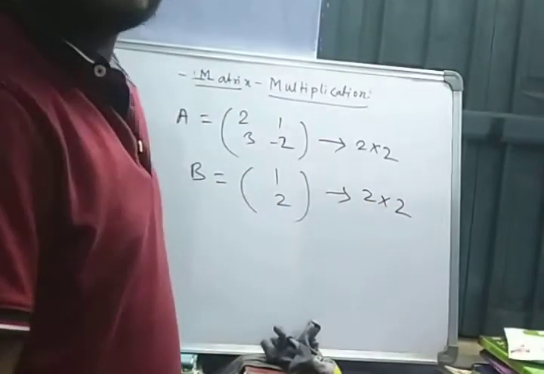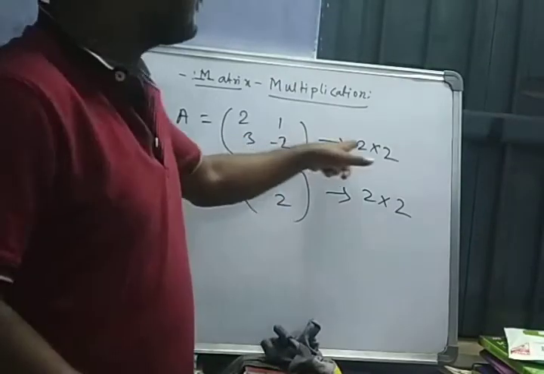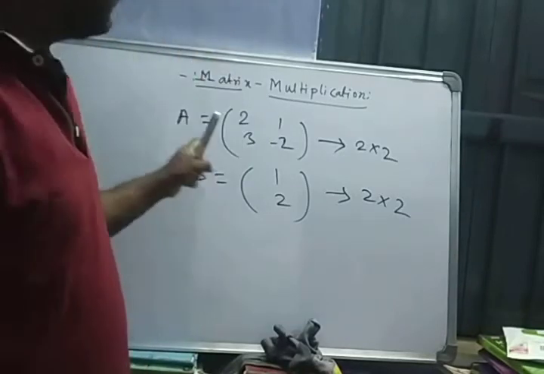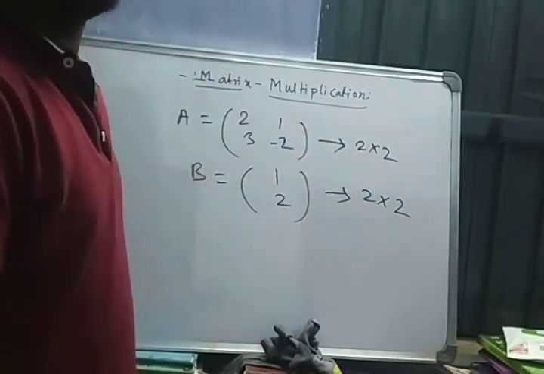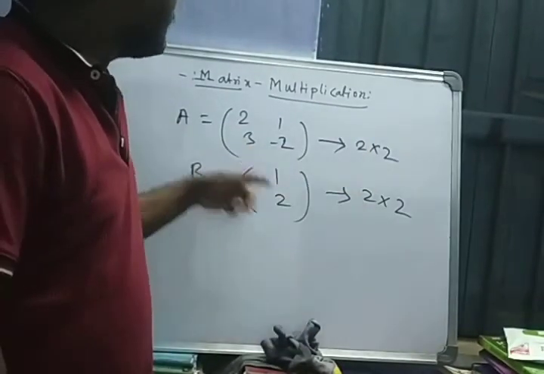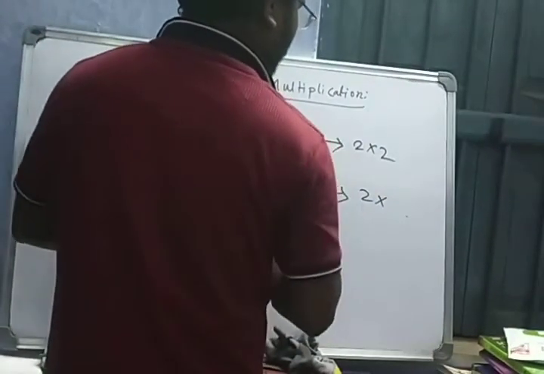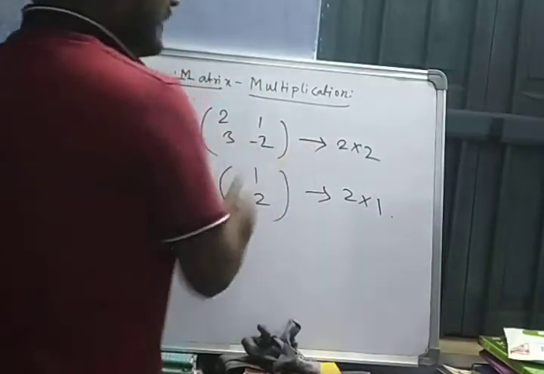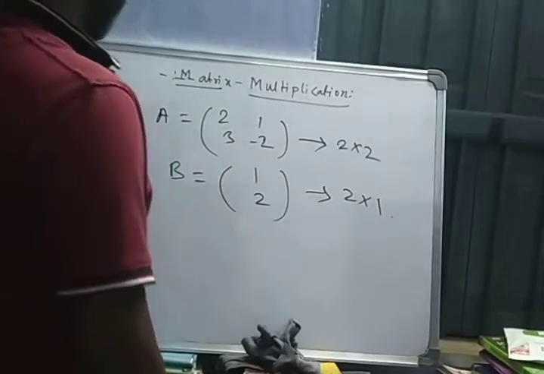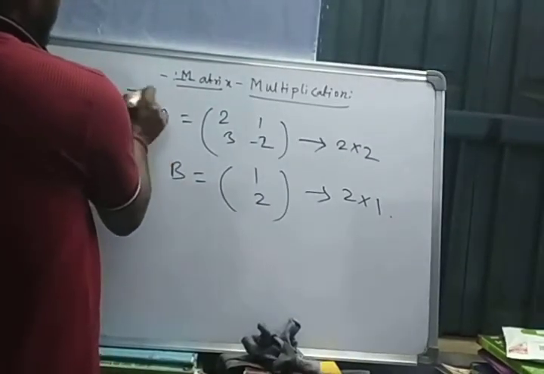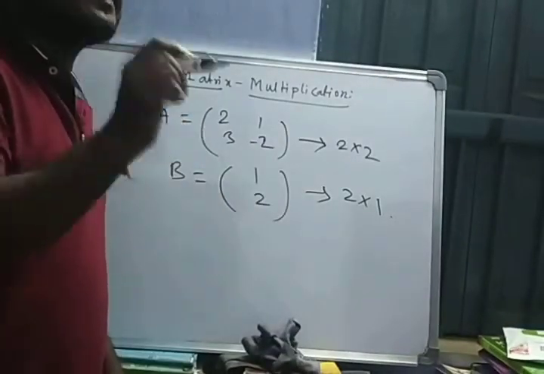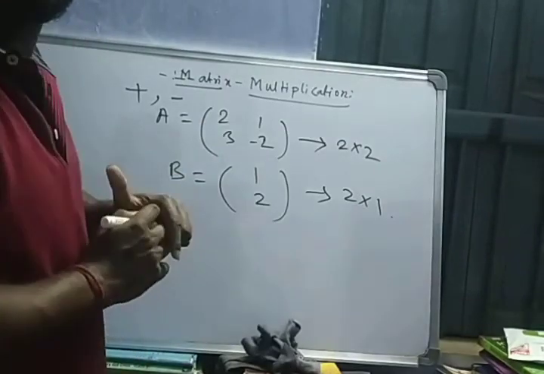In my previous class I told you, order means number of rows cross number of columns. Now, if I tell you to add these two matrices, you will say, sir, it's not possible. Why? Because these two matrices are of different order. Then matrix addition and subtraction is not possible. Then can we do matrix multiplication?